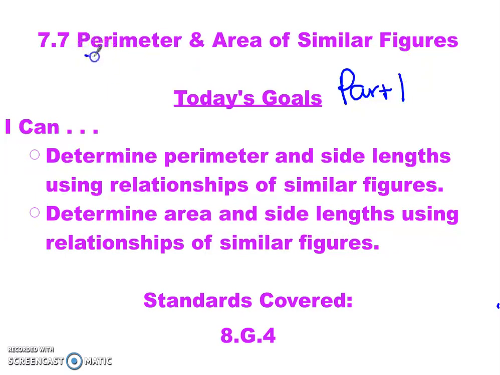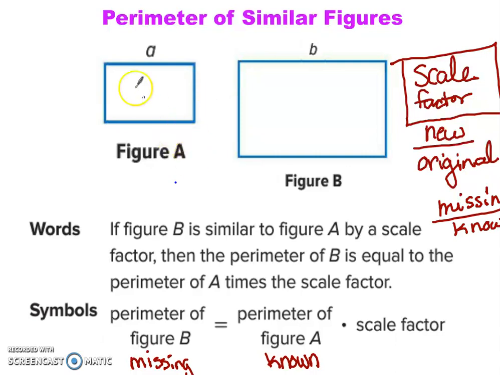Okay, we're going to concentrate on the perimeter today. So the perimeter of similar figures: if figure B is similar to figure A by a scale factor, then the perimeter of B is equal to the perimeter of A times that scale factor. So if this one is unknown, you're going to multiply the figure A by the scale factor and find B. Okay? Remember that the scale factor is the new over the original, or the missing over the known.